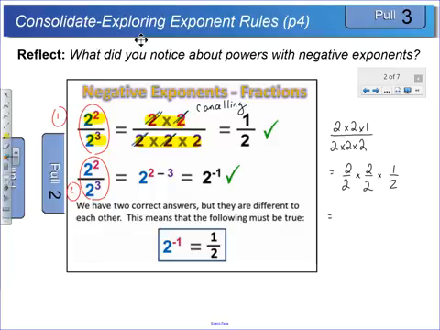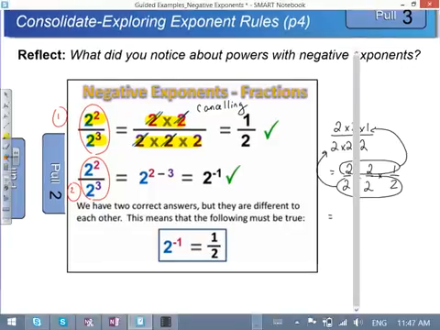Because when you multiply fractions together, you would multiply the tops together to give you this, and then you would multiply the bottoms together to give you that. Okay. And then we also looked at the following. We're going to do a change here.